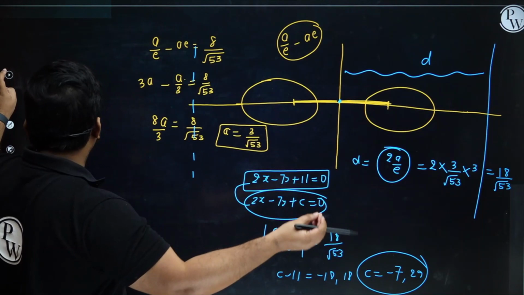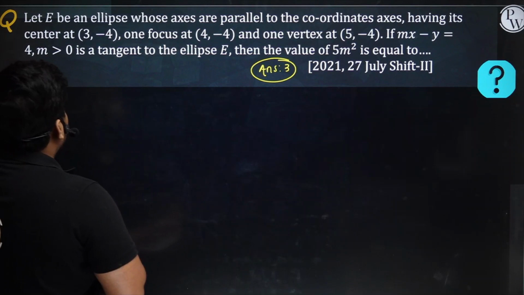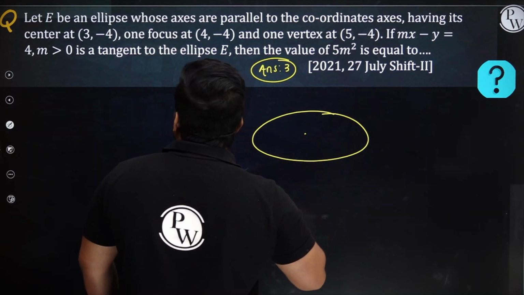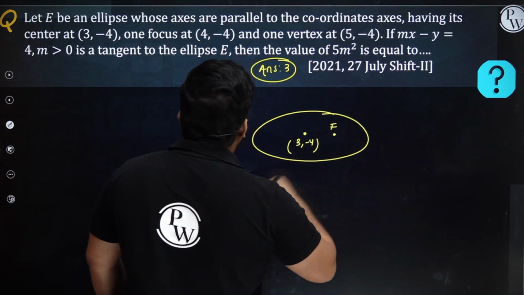Next one. What is it we have? Let E be an ellipse whose axes are parallel to the coordinate axes, having its center at (3, minus 4), one focus at (4, minus 4). Fine. Center is (3, minus 4). Then one focus at (4, minus 4).